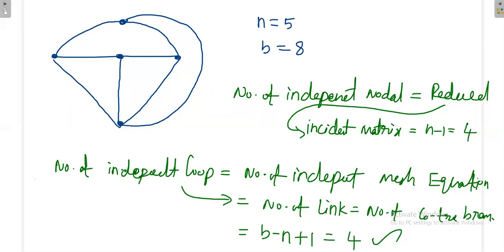Sir, the question mentions the number of equations. Yes, the number of equations could be nodal equations or mesh equations, you can take either, no problem, but the minimum number of equations has to be used.